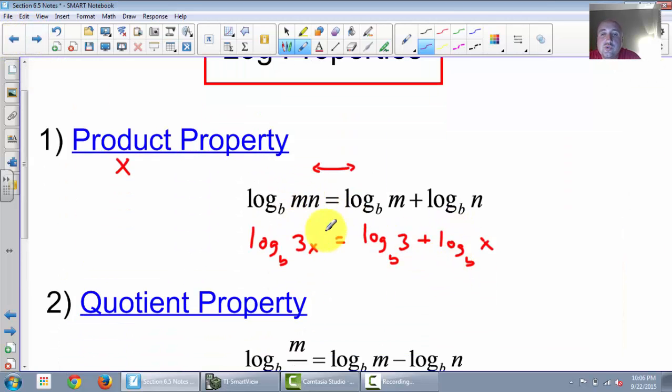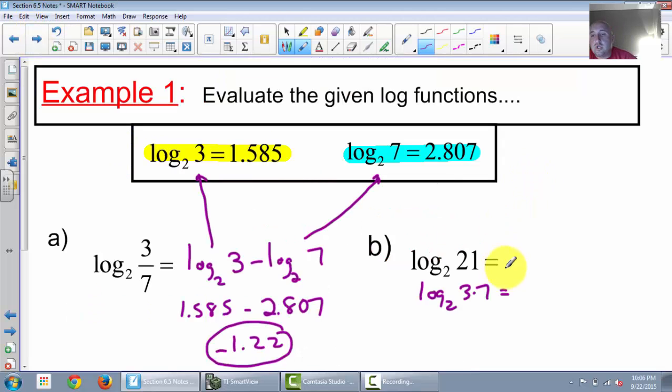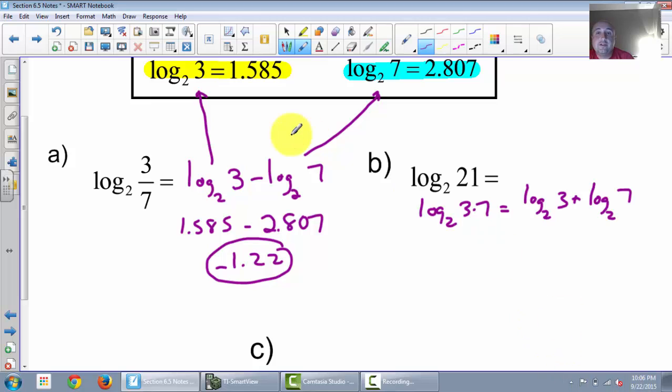which says if you have two things multiplied, you add them together. Okay, so m plus n. All right, so I'm going to do log base 2 of 3 plus log base 2 of my right number, which is 7. And remember, once again, we know what these two values are equal to. So I'm just going to plug them in and add.